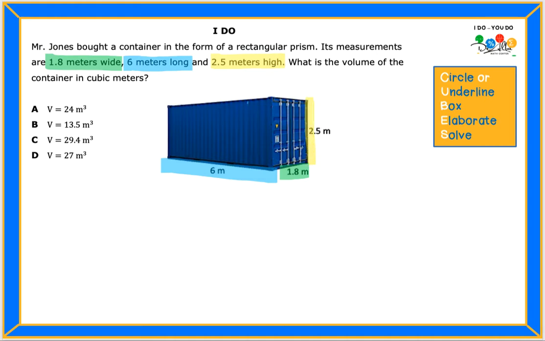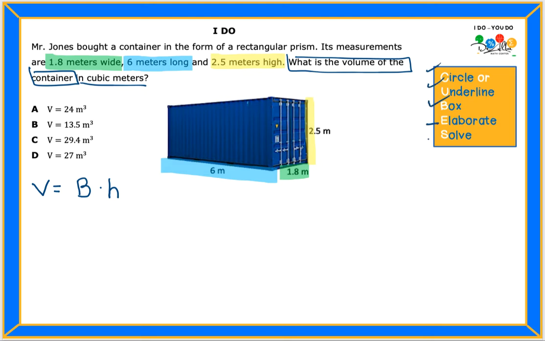Now we're going to look at the question, and the question is, what is the volume of the container? And it says in cubic meters, and all the units that are given are in meters, so that means I can just work straightforward with all these units. I'm going to recall the formula for volume. Volume equals a capital B times H. I did circle, underline, box the question.